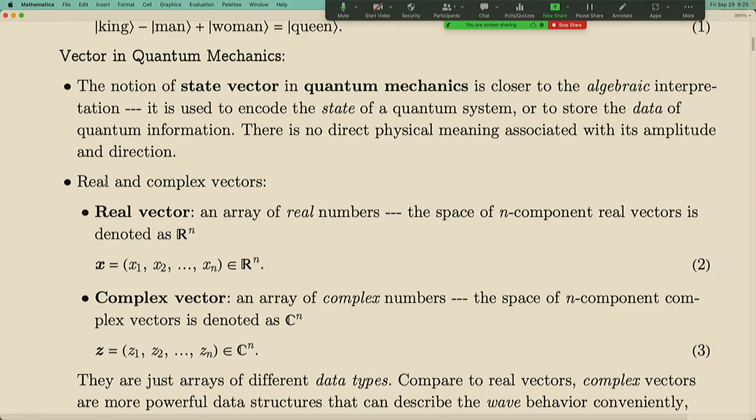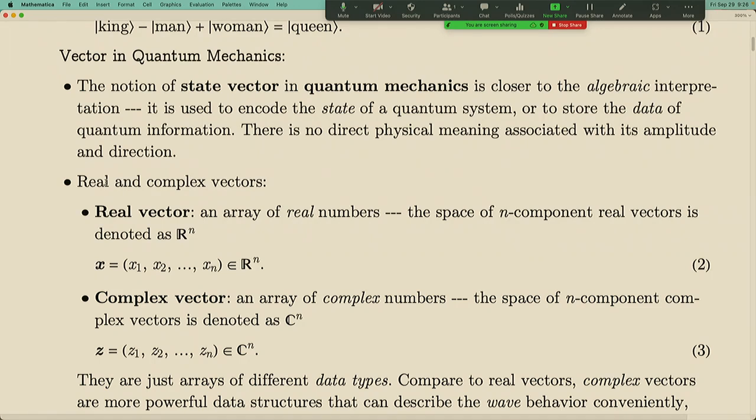So don't ask that question. Just think of it as a data structure that encodes data. So as a vector, it depends on its component. We have two kinds of vectors, real and complex vector. Real vector is an array of real numbers. Every component in the real vector is a real number. Like you can have an n-component real vector. Every number is a real number.